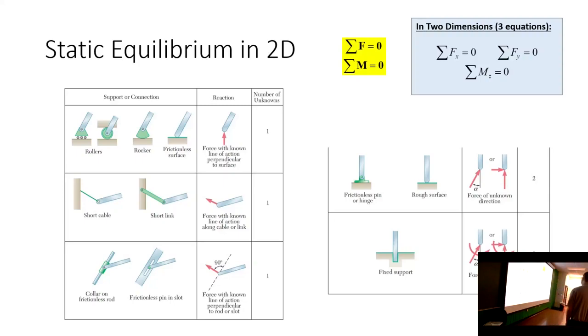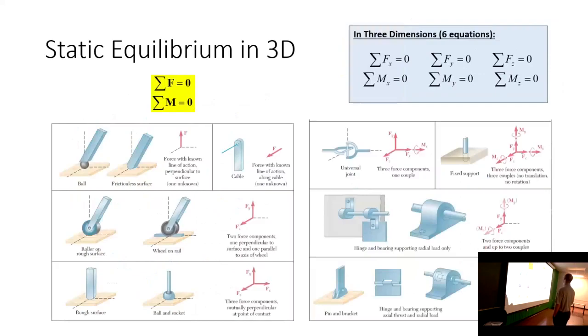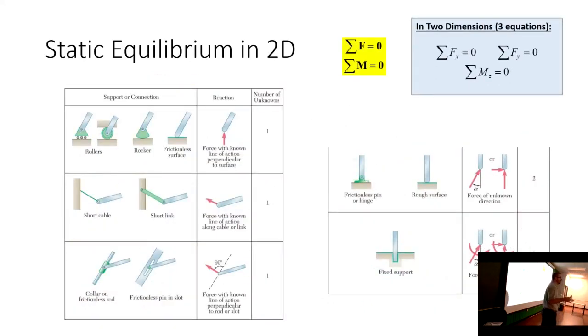For static equilibrium in 2D, we have 3 equations of equilibrium that we need to satisfy: sum of forces in the x direction, sum of forces in the y direction, and sum of moments. In 3 dimensions, we have 6 equations of equilibrium, but given that this is a time-sensitive exam, if you have a 3D problem like this, it's definitely going to be very abridged, and it's not going to be a full-deal problem like in homework 4.3, for example.